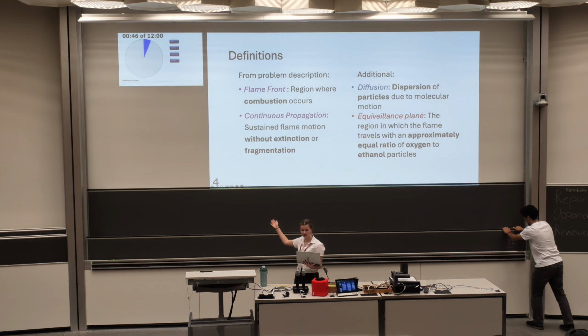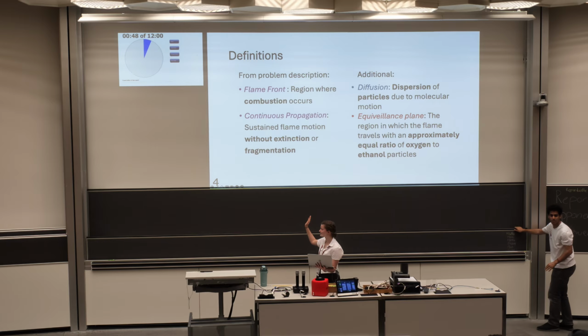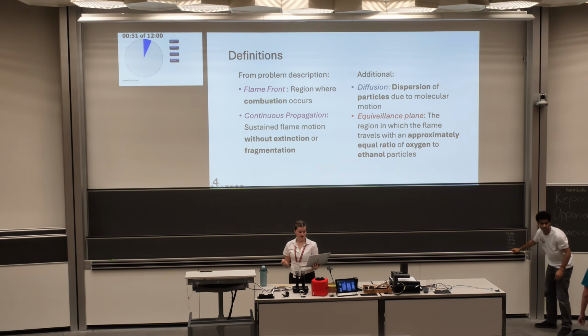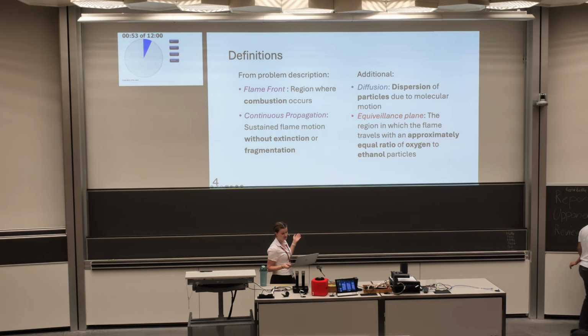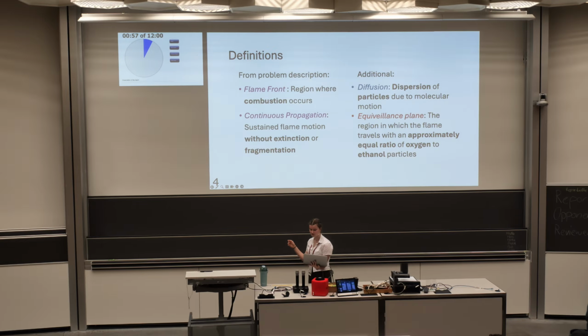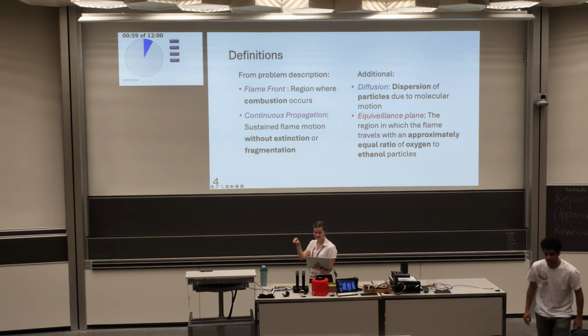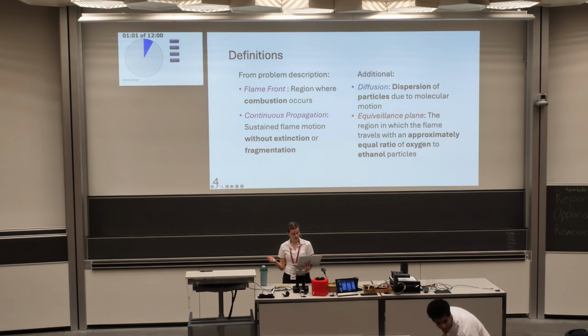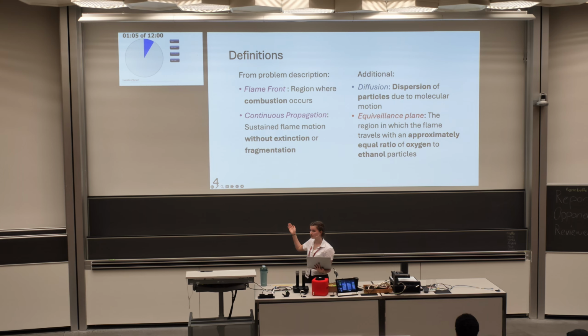Okay, so here's how we characterize the terms flame front, continuous propagation, diffusion, and equivalence plane. The flame front is the boundary between the unburnt and burnt vapor. Continuous propagation refers to the flame's sustained motion without interruptions. Diffusion is the dispersion of particles due to molecular motion, and the equivalence plane, of course, is referring to the part of the track where the oxygen and the fuel are in equal amounts such that it can sustain propagation.